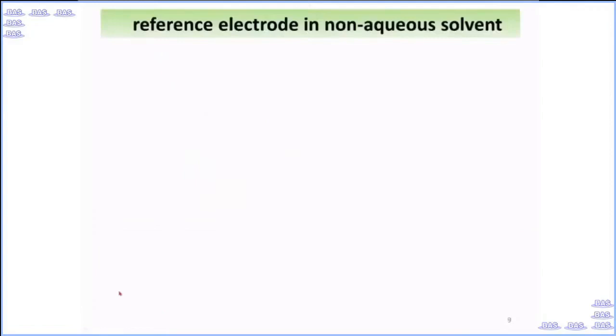How about reference electrodes in non-aqueous solvent?